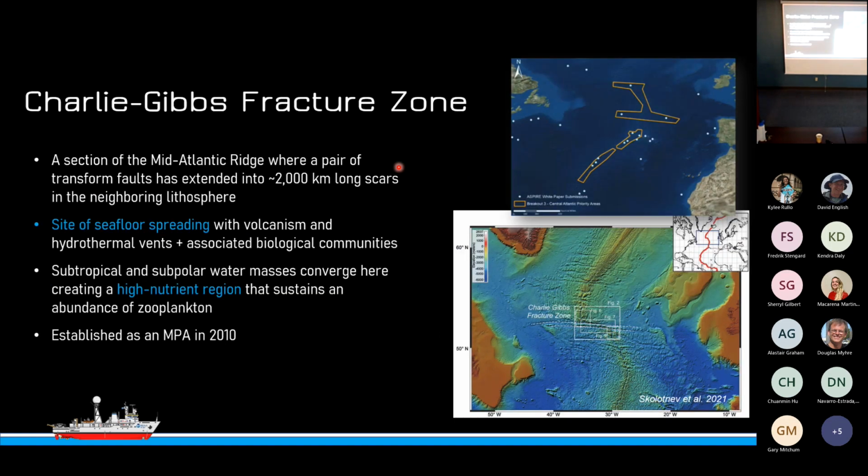So a little on the study site, the Charlie Gibbs Fracture Zone is a section of the Mid-Atlantic Ridge, which you can see here. It's where a pair of transform faults has extended into approximately 2,000 kilometer long scars in the neighboring crust. Like all mid-ocean ridges, it's the site of seafloor spreading with volcanism and hydrothermal venting. It's also an area where subtropical and subpolar water masses converge, creating a high nutrient region that sustains a high biomass of zooplankton. And for this reason, it was established as a marine protected area in 2010.